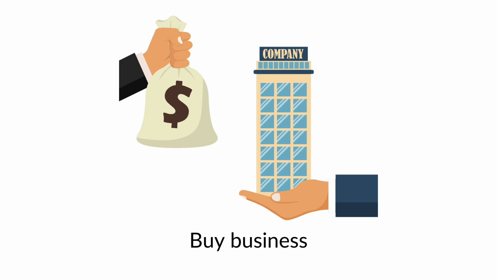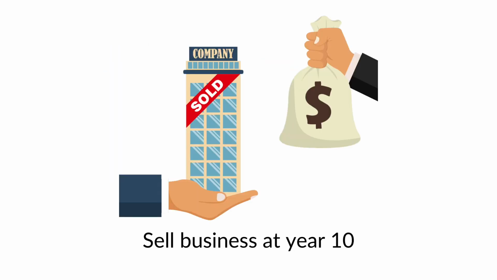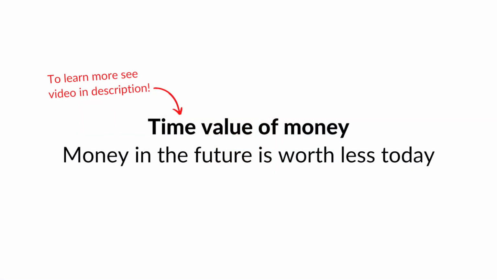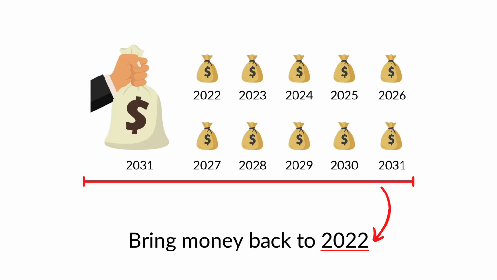Essentially what we're doing is we're trying to find out how much we will make if we buy this business for 10 years. Collect the profit each year and then sell at the 10th year. Now, since this money is in the future, we need to use the concept of time value of money and bring this money back to the present before adding it together.